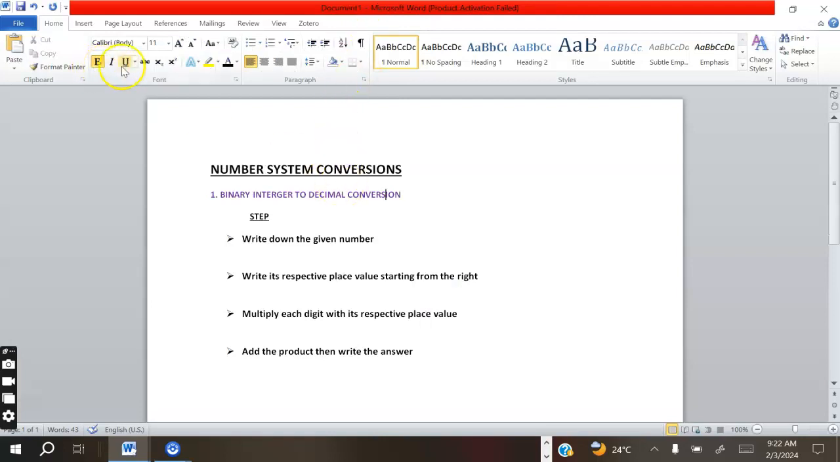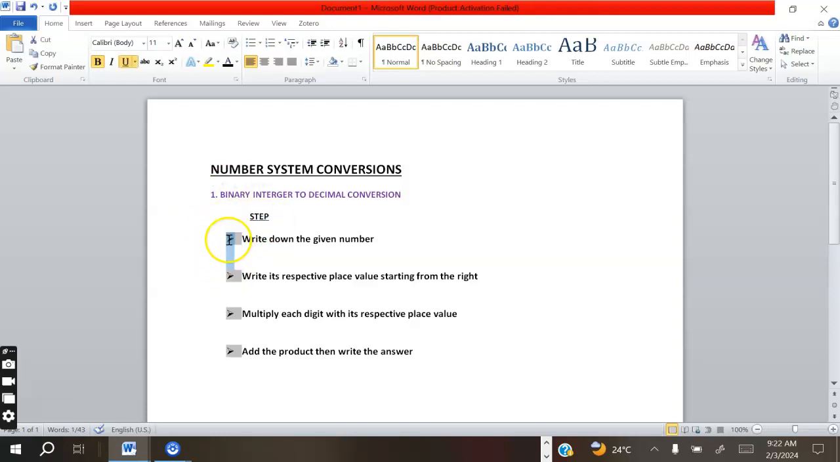In this particular video, I'm going to take you through number system conversion. In our first scenario, we will start with the binary integer to decimal conversion. And these are the steps that we take.